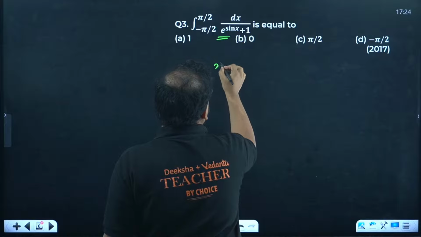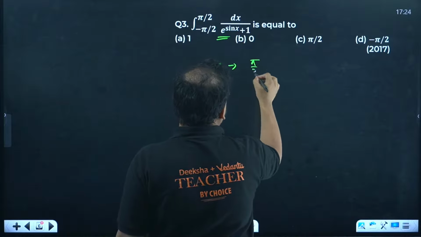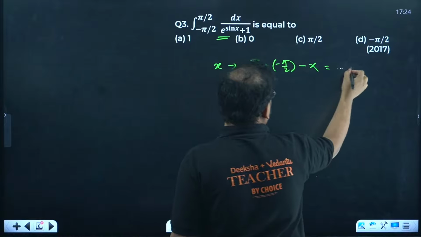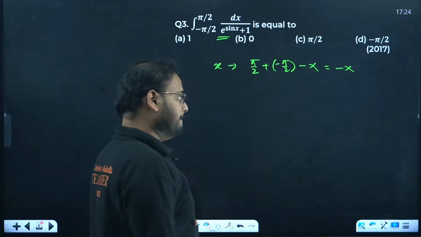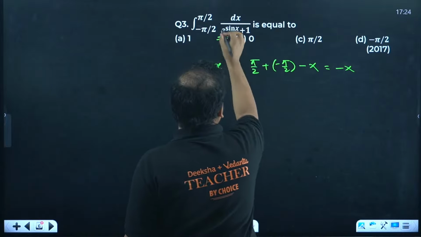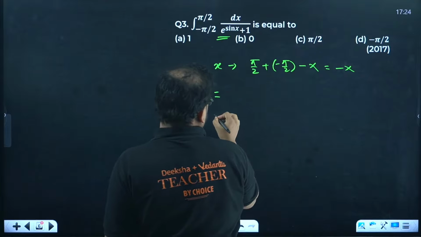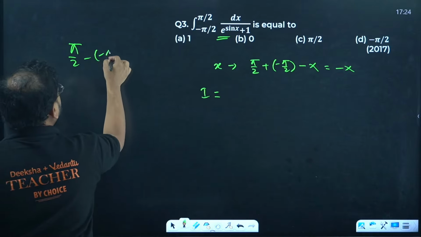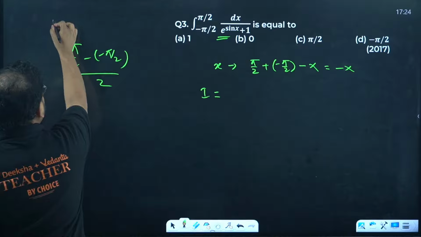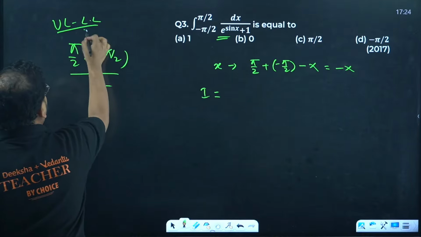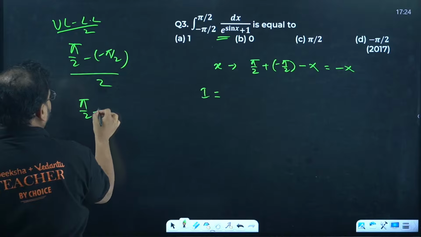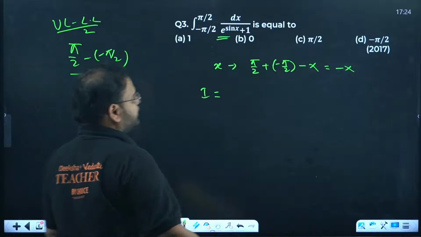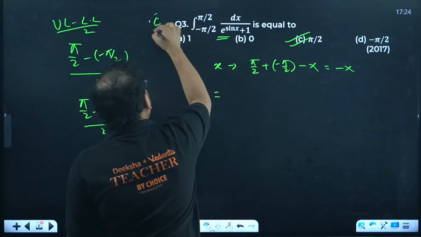What to do in this? Replace x by pi by 2 plus minus pi by 2 minus x. So basically this becomes minus x. So replace everywhere x by minus x. So if this is my first expression, I equals to, by the way, the answer will come like this, guys. Pi by 2 minus of minus pi by 2 divide by 2. What is this? Upper limit minus lower limit by 2. Check here. It becomes pi by 2 plus pi by 2 by 2. Answer is what? Pi by 2. So answer is C. That's the trick.